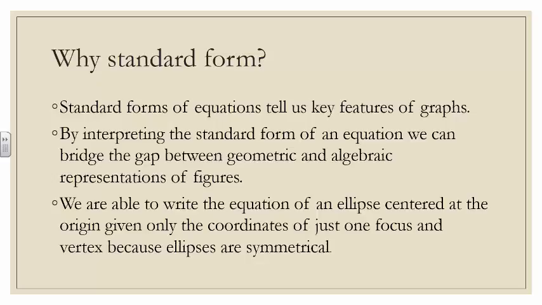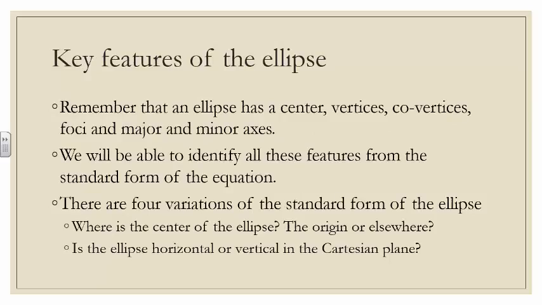We are able to write the equation of an ellipse centered at the origin given only the coordinates of just one focus and vertex because ellipses are symmetrical. Remembering that an ellipse has a center, vertices, co-vertices, foci, and a major and minor axis, we'll be able to identify all these key features from the standard form of the equation.